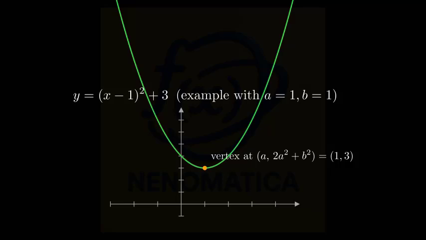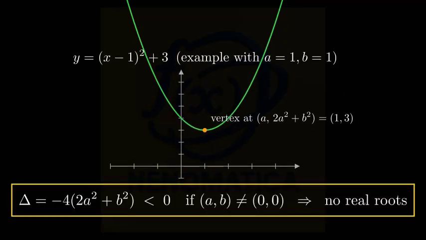This is a vertical parabola whose vertex is at x equals a, with a minimum y value of 2a² + b². Since that minimum is positive unless a equals 0 and b equals 0, the graph does not cross the x-axis, which confirms there are no real roots in the general case. Final conclusion. For all real a and b not both 0, the discriminant is negative, so the quadratic has no real roots. The only exception is a equals 0 and b equals 0, giving x² = 0 with a repeated real root at 0.